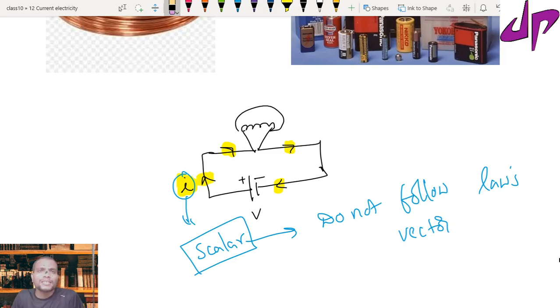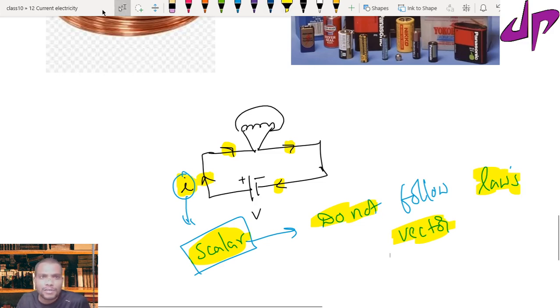To define a vector, a physical quantity should have magnitude and direction. Along with that, it should follow certain laws. Then only we can consider that as a vector. But current, even though it has magnitude and direction, is a scalar. Why? Because it does not follow vector laws. So that's the reason we consider current as a scalar.